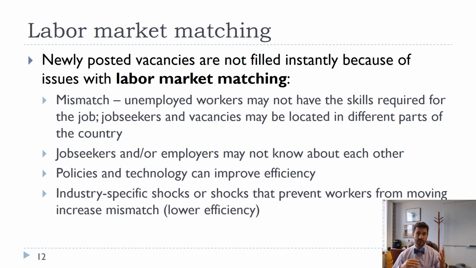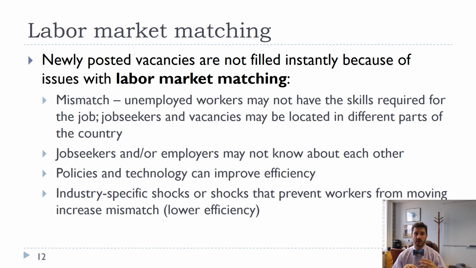One thing it's going to depend on is whether or not the workers have the skills that firms want. So if there's some sort of mismatch between unemployed workers and the jobs that firms want to fill, then it's going to take some time to reduce the unemployment rate, right? To find those better matches or to train those workers that don't have the skills so that they do have the skills and then can take the jobs.